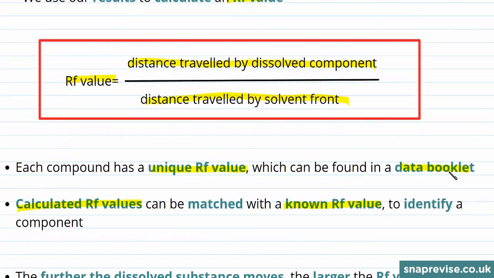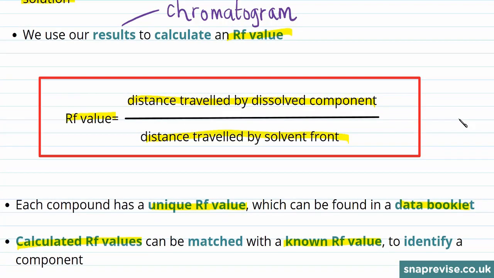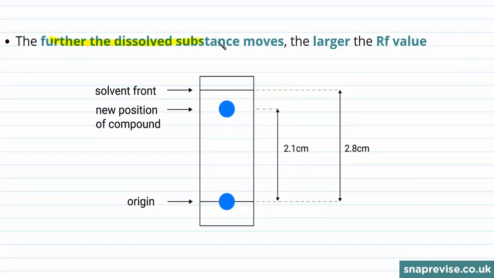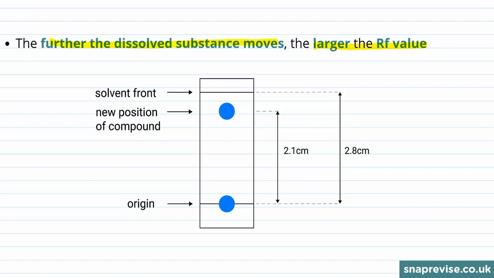If we look again at the definition of the RF value, which is distance travelled by dissolved component divided by distance travelled by solvent front, we can see that the further a dissolved substance moves, the larger the RF value is going to be. Let's have a look at an example.